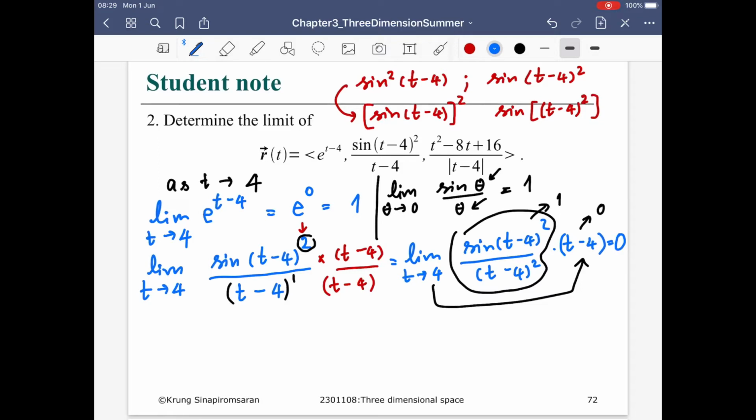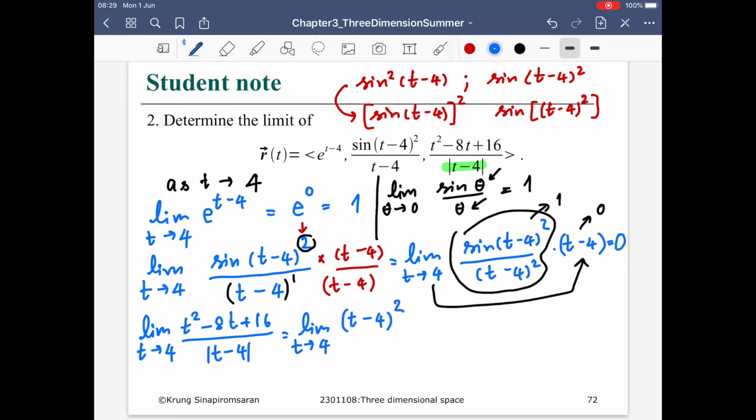How about the last term? The last term seems to be troublesome, because you have an absolute value. But look at this one carefully, the one on the top. The t squared minus 8t plus 16 is actually something you are familiar with. It is (t minus 4) squared, right?